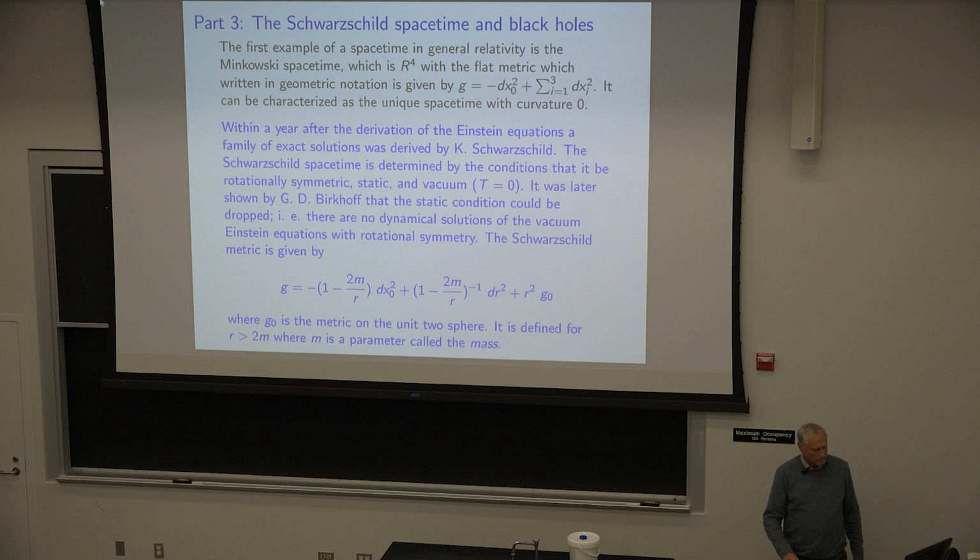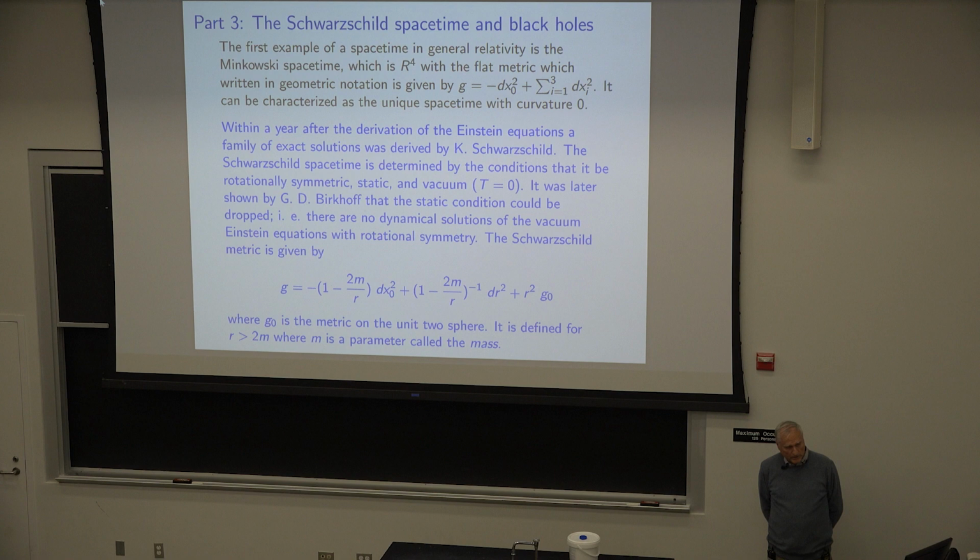Okay, so historically, within about a year after the derivation of the Einstein equations, I think it was also in 1915 or 1916, the first family of exact solutions was derived by Carl Schwarzschild. And it was determined by the conditions that it be rotationally symmetric. So it's natural to look for rotationally symmetric solutions. When you have a PDE, you want to study some simplest possible examples. So he assumed rotational symmetry and static. So static means that there's no time dependence in the metric components, essentially, and also vacuum. So assuming there's no matter, so T equals zero.